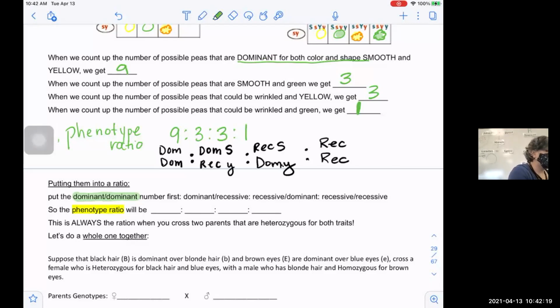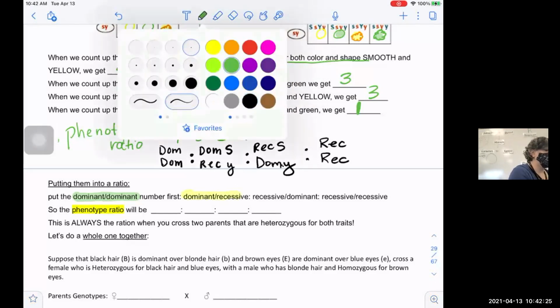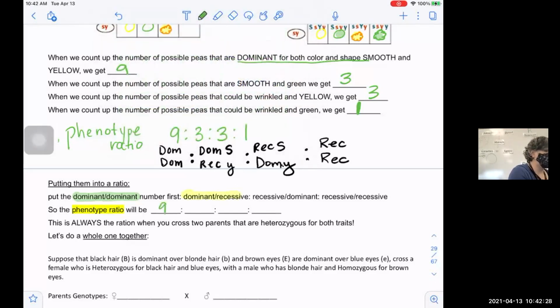All right, so in our case up here, our first number was 9. That was our dominant dominant. The second number was 3. That was the dominant recessive. The third number was 3, and then the last number was 1. So you're going to have to do that in your homework. You just have to remember the order, and you can look back at your notes here to see that.